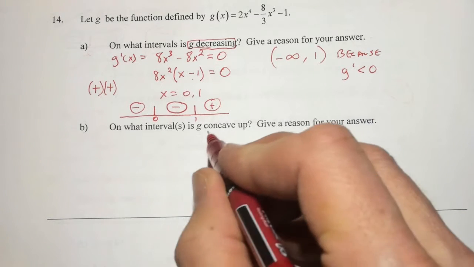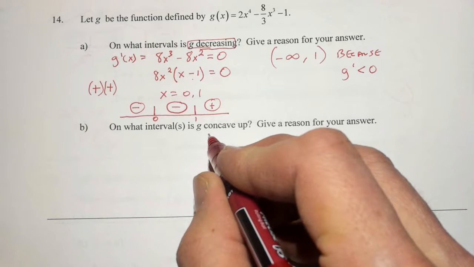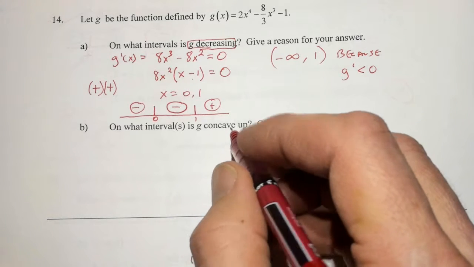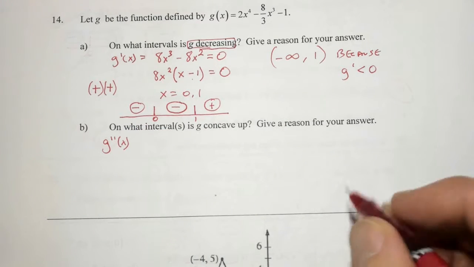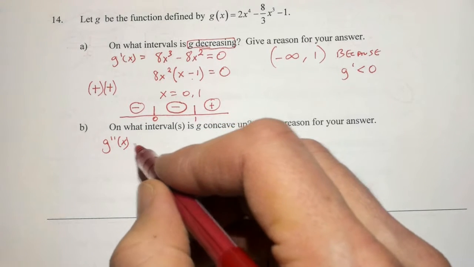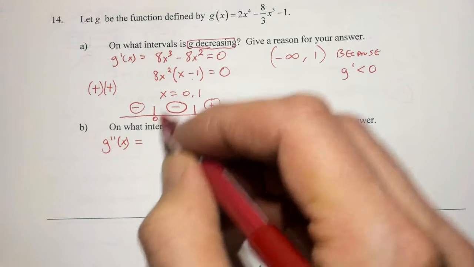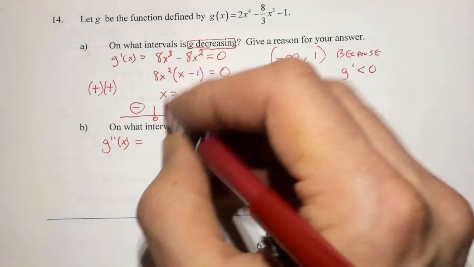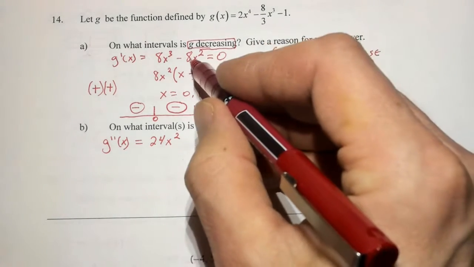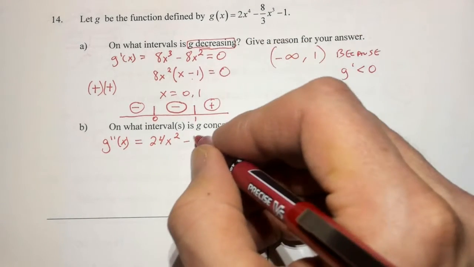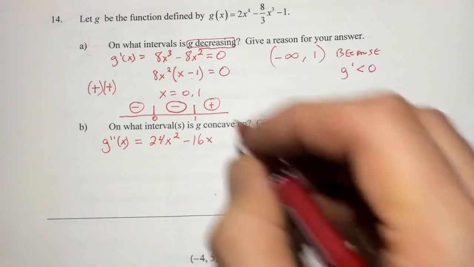For part B, on what interval or intervals is g concave up? Concavity deals with the second derivative, so we need g double prime of x. When we solve for the second derivative, the derivative of 8x cubed is 24x squared, and the derivative of 8x squared will be 16x.